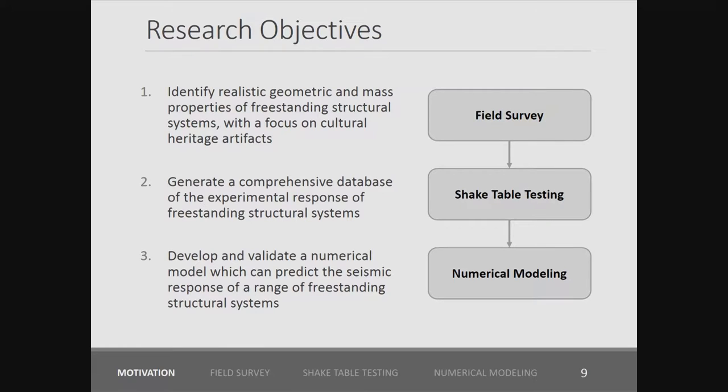Therefore, there are three primary research objectives that are addressed in this dissertation. The first is to identify a realistic range of geometry, including the most extreme configurations with a focus on cultural heritage systems. The second is to then generate a database of experimental responses across the broad range of anticipated geometries via shake table testing. And the ultimate objective of this dissertation is to then develop and validate a numerical model which can sufficiently predict the seismic response of freestanding structural systems.